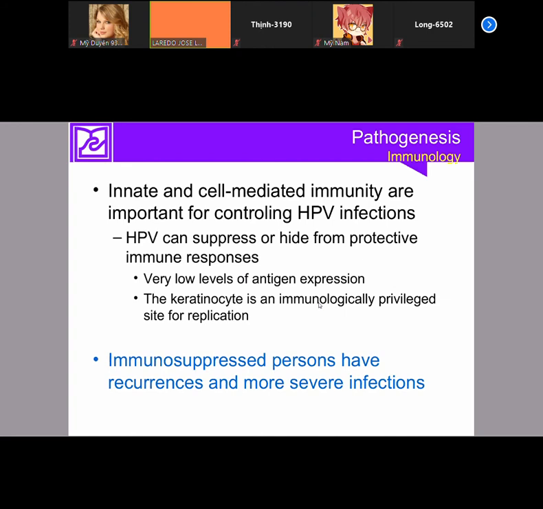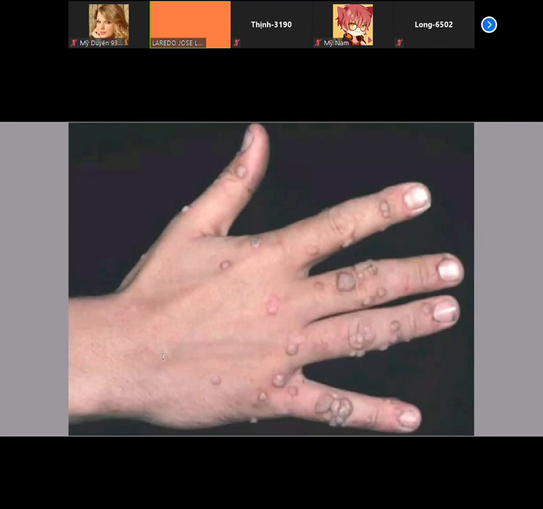These diseases are more severe in immunocompromised people. The immune system can fight efficiently against papillomaviruses. Warts, the common warts, may disappear after a few months. So they don't disappear immediately, but the immune system can fight efficiently. Not always, obviously. Immunocompromised people may suffer more severe diseases. These are common warts in the skin.